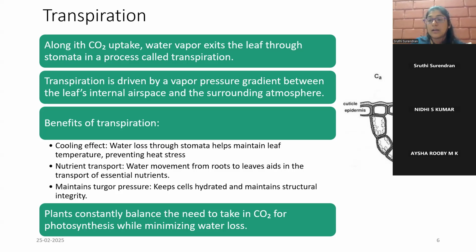So again, suppose the stomata is open and the photosynthetic rate occurring is really high. At the same time, water will also be going out at a very high rate. So what the stomata has to do is control its opening so that there is a balance between the carbon dioxide that is entering and the water loss that is happening through the stomata.